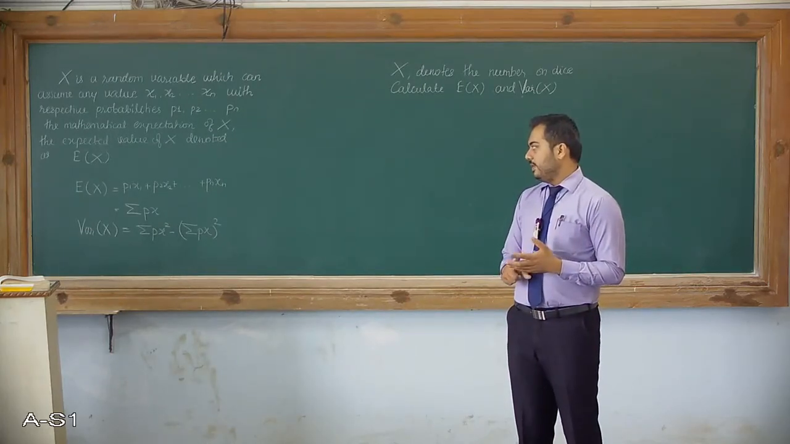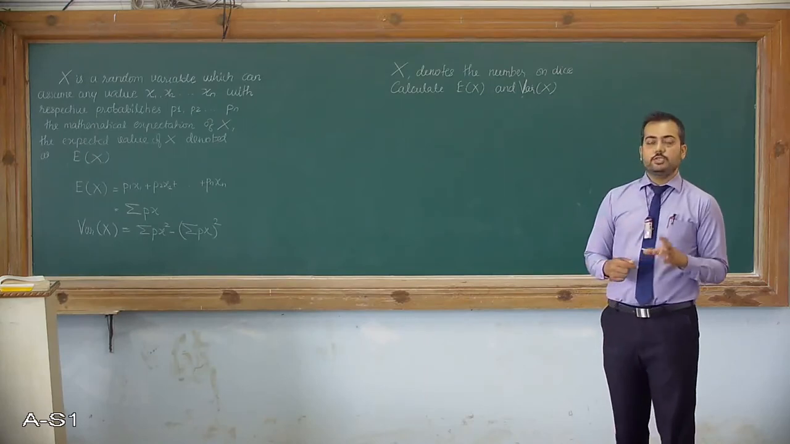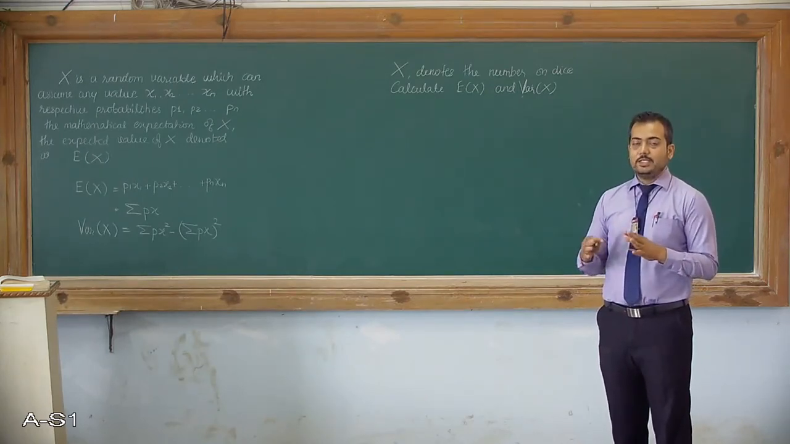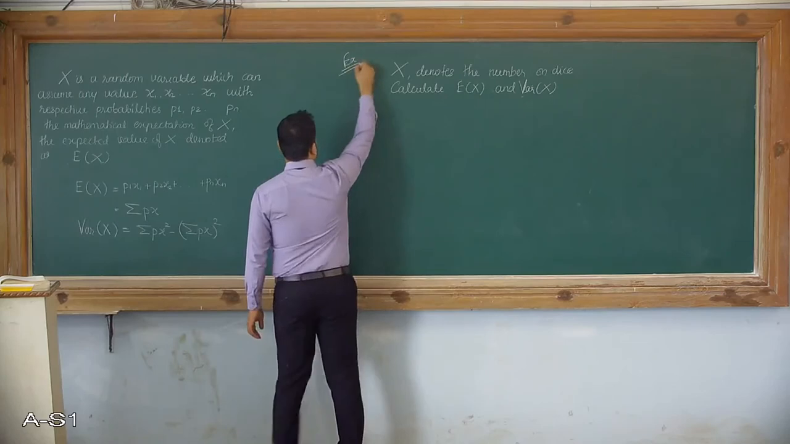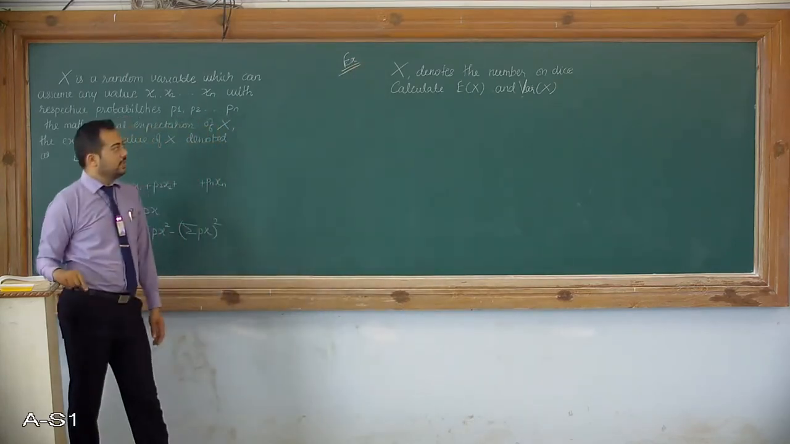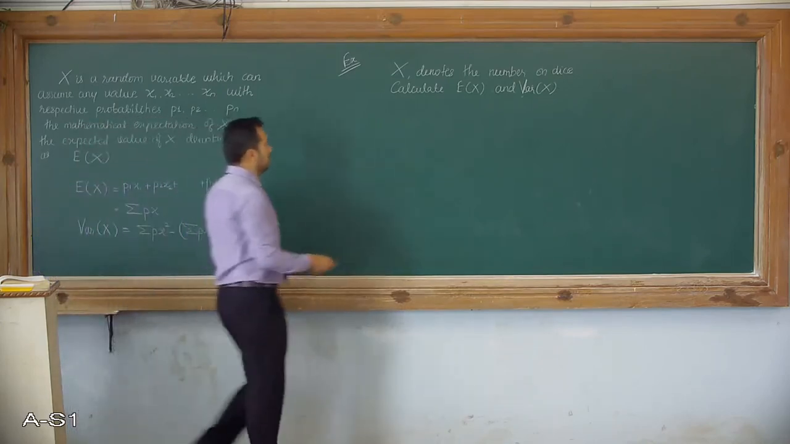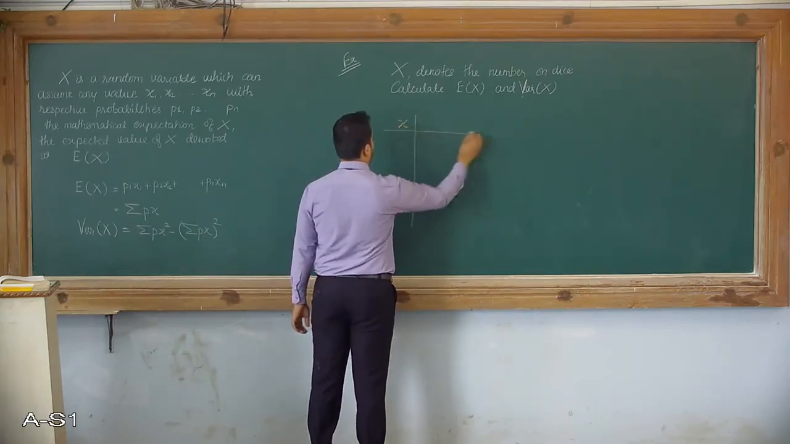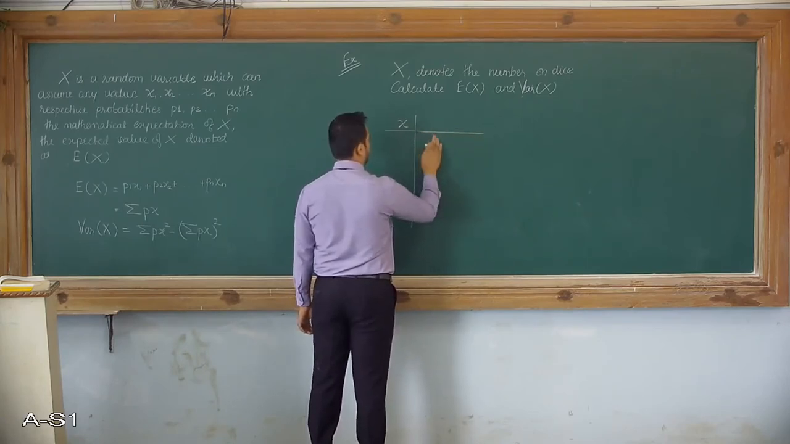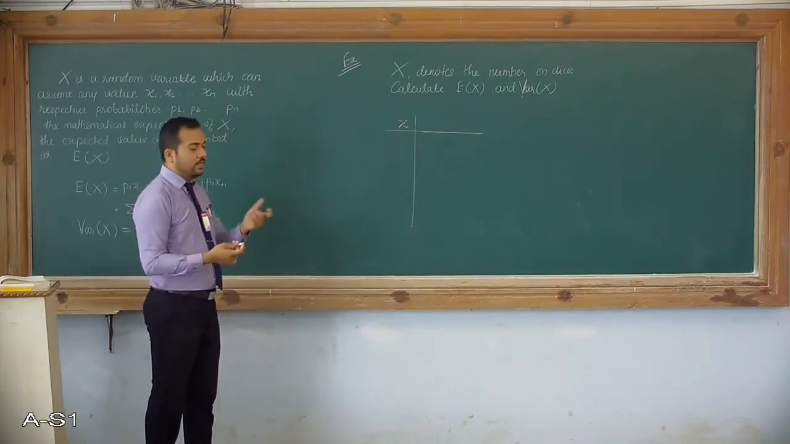And the second one is the variance of x, which is the summation of probability times the squared values of x, minus the summation of probability times x, whole squared. Now the example here: x denotes the number on a die, it's only one die. Calculate the expected value of x and also the variance of x. So on one die, what we can get is minimum 1 and maximum 6.